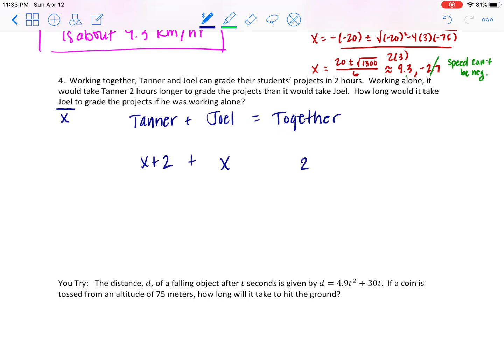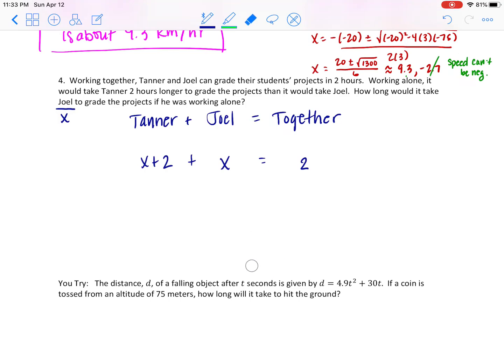Now if we just made the equation like this, we'd have 2x, oops, this is an equal sign. We'd have 2x plus 2 equal to 2. We'd subtract the 2 over, which would mean 2x would equal 0, and then we'd get an answer of 0, which wouldn't make any sense, okay?